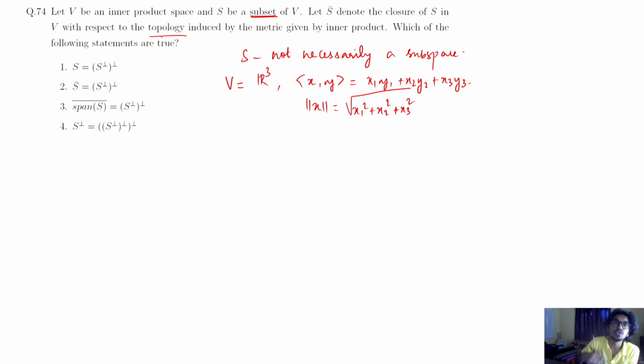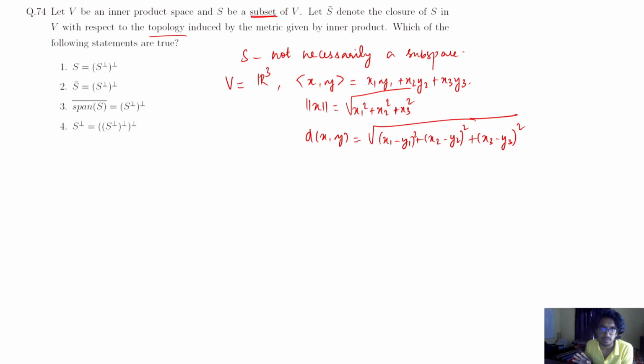If I have to induce a topology with this norm, I define a metric, that is d of x, y, which would be the square root of (x1 minus y1) squared plus (x2 minus y2) squared plus (x3 minus y3) squared. With this metric we'll induce a topology. Just looking at it as a problem in real analysis, we have taken the Euclidean space R3 with the standard Euclidean metric.